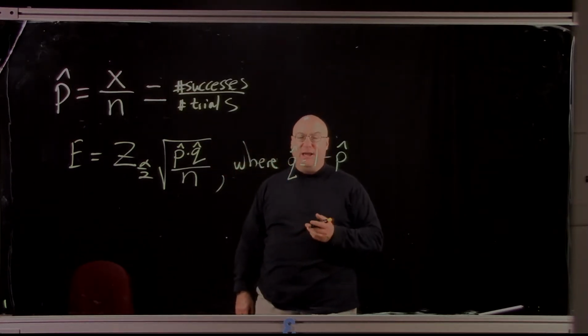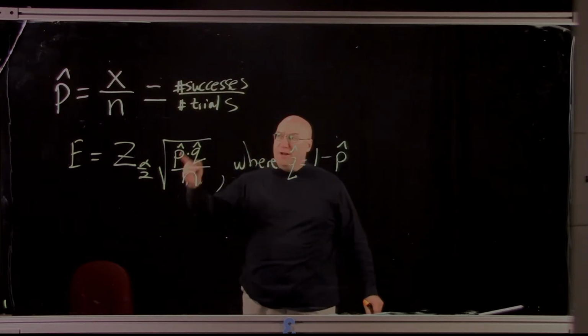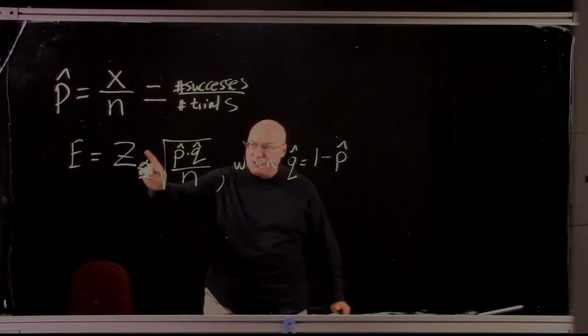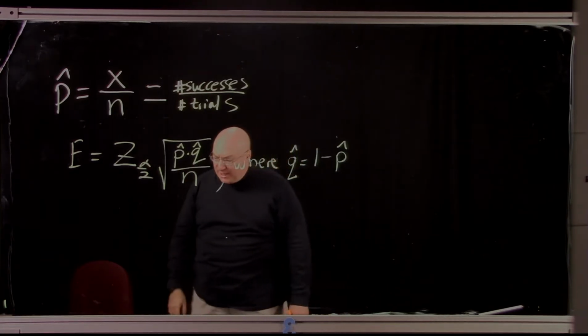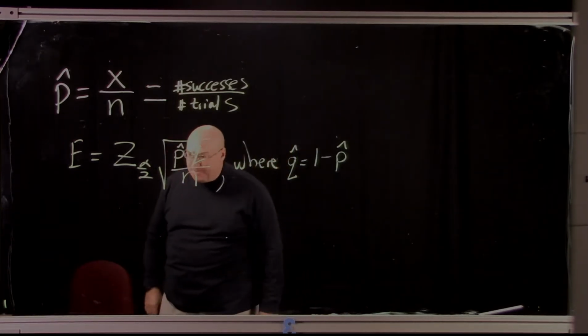that are M&Ms. What are we going to do? We're going to find the point estimate, and it's going to be that plus or minus the margin of error. That's all there is to it. So let me run through the steps here.